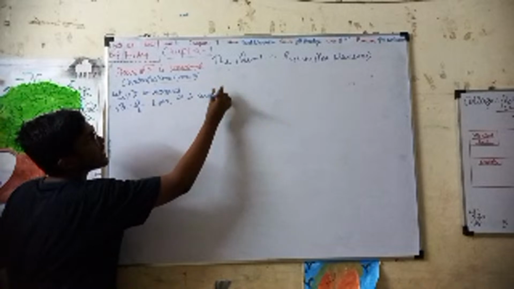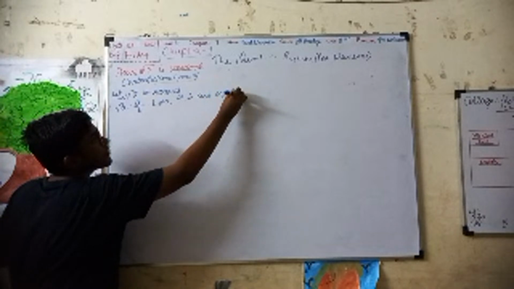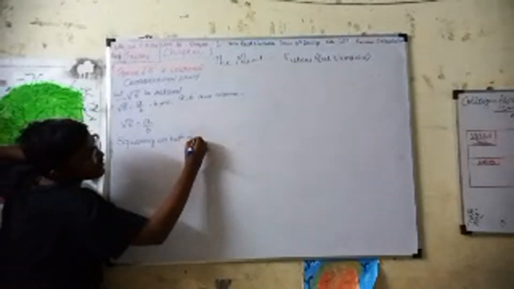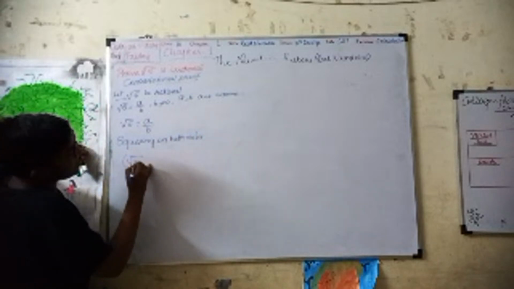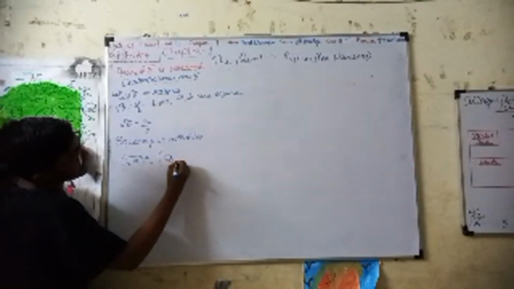Instead of integers, we can write co-prime. So root 5 equals a by b. Now we are going to square it on both sides. Root 5 the whole square equals a by b the whole square. That is 5 equals a square by b square. Correct, right? Now b square equals a square by 5.